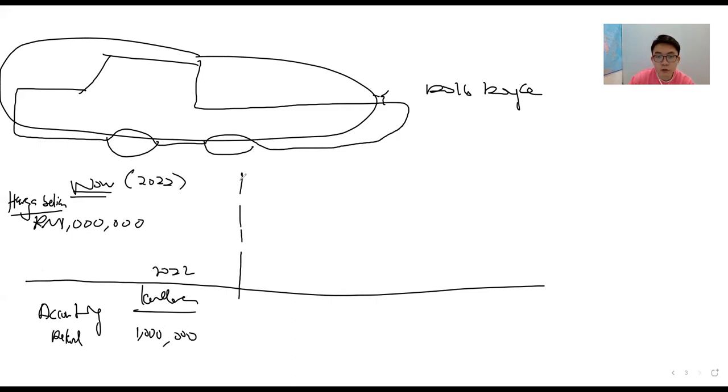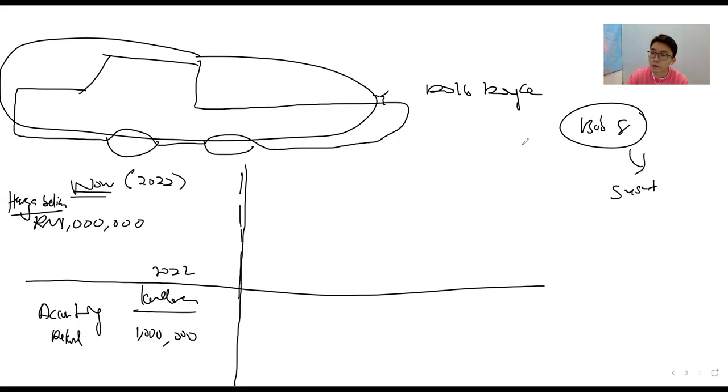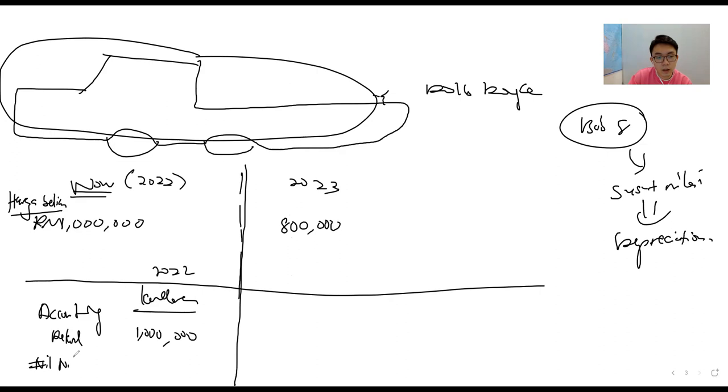Okay. But then you have to know that for cars, kendaraan, every year, dia punya nilai akan jatuh. And later you will learn this in bab 8 in your perakaunan, which we call susut nilai. In English, we call it depreciation. Okay, nilai setiap kendaraan akan jatuh every year. Okay, let's say in 2023, dia jatuh nilai jadi, let's say 800,000. Okay, so this is what we call nilai market value lah. Okay, so market value is 800,000 ringgit.